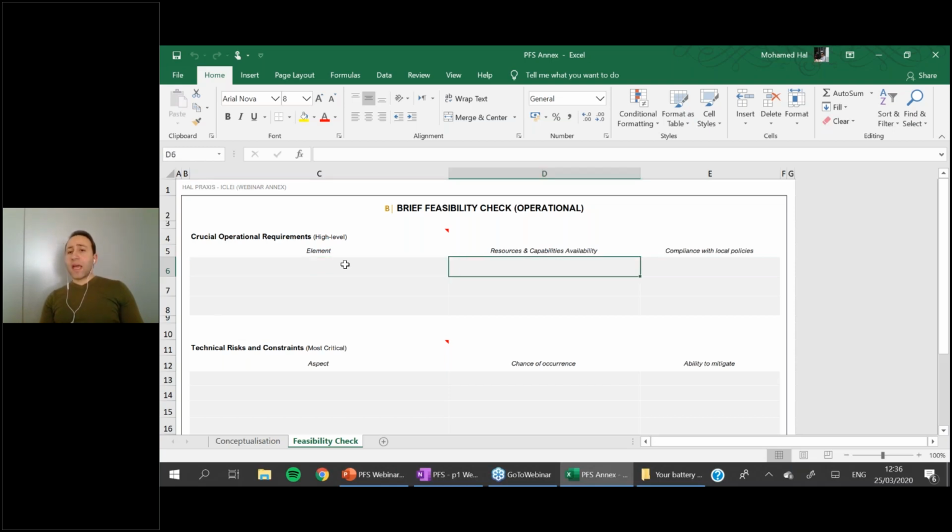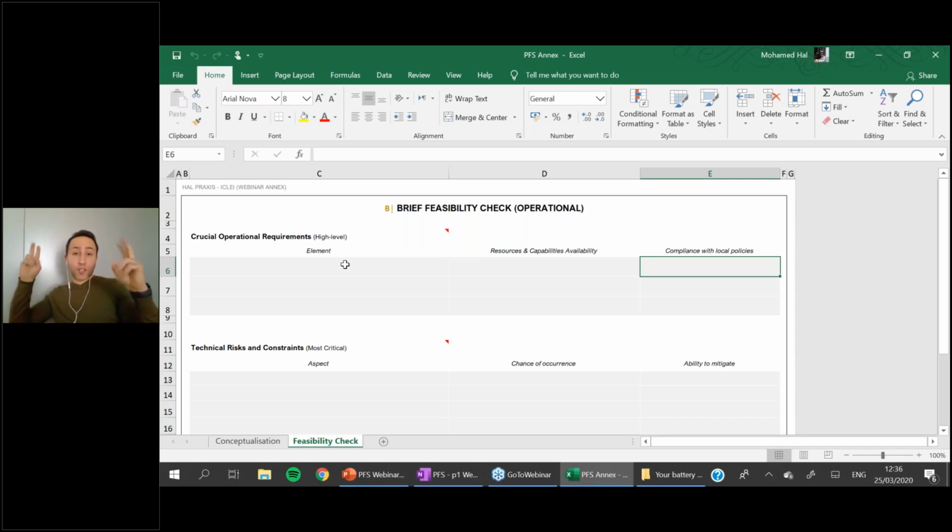Okay, and does it comply with the local policies? Correct me if I'm mistaken, the key main constraints you always have are the resources, the financial side, the capability side, which is mainly infrastructure, sometimes natural, soil, nature capabilities, or legal and local policies and regulations.